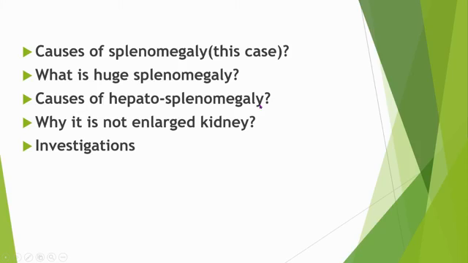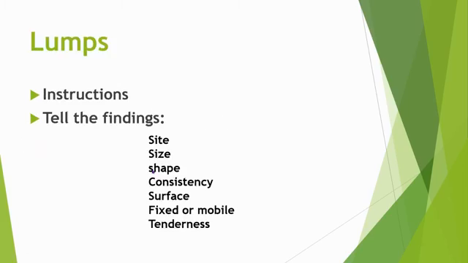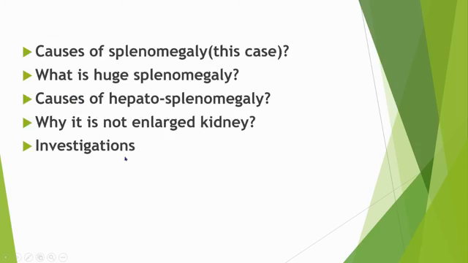Causes of hepatosplenomegaly. For hepatosplenomegaly causes, you should get the common first. And what is it, it is not kidney. I also say investigations according to your findings and according to your diagnosis, you should tell the investigations. But how to confirm that it is a spleen: ultrasonogram, CT scan, MRI, anything else. Usually, ultrasonogram is enough to confirm the diagnosis.